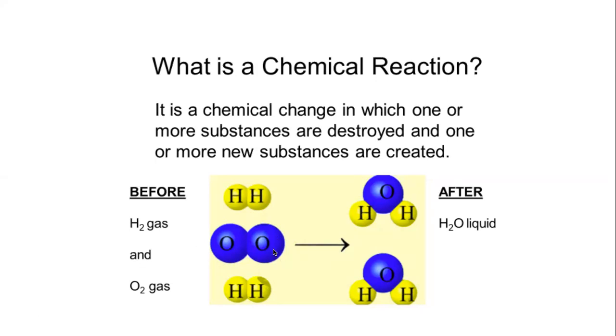And you can see here that on the reactant side, which is on the left, we have hydrogen and oxygen that exist as a gas. And through a chemical change, we now form two water molecules that exist as a liquid. So let's dive into what a chemical reaction is, the different types of chemical reactions, and the type of information that chemical reactions tell us.